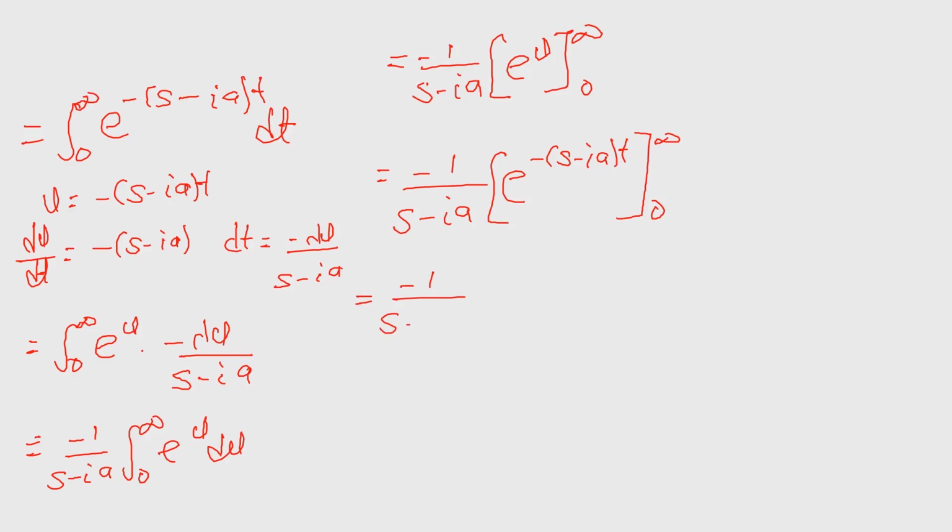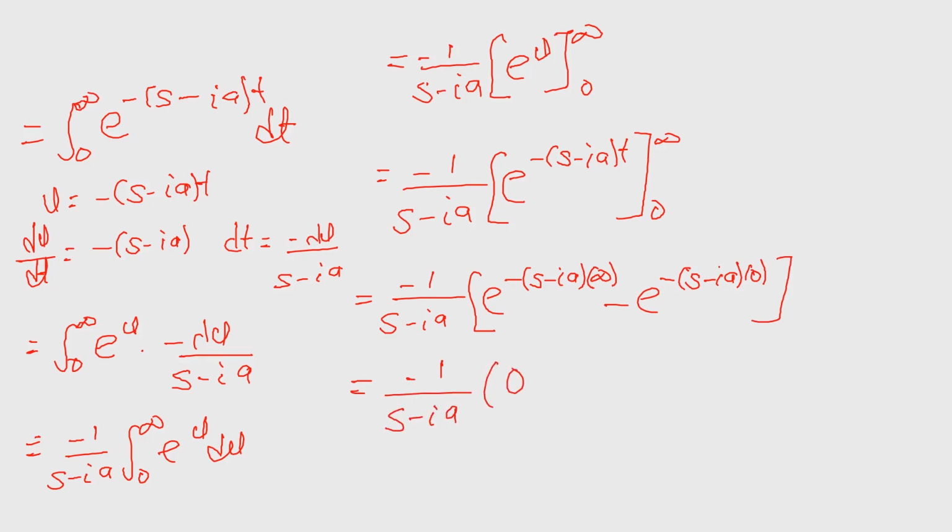That's minus 1 over s minus ia, then into e raised to the power of minus s minus ia, then the t. Now we put infinity in its place, then minus the lower boundary. So it's going to be the upper boundary minus the lower boundary, ia, then into 0. So now you discover that this will give you 0, the whole of this will give you 0, then minus the whole of this will give you 1. Which is going to be minus, so minus times minus will give you plus 1 over s minus ia. So which is 1 over s minus ia.